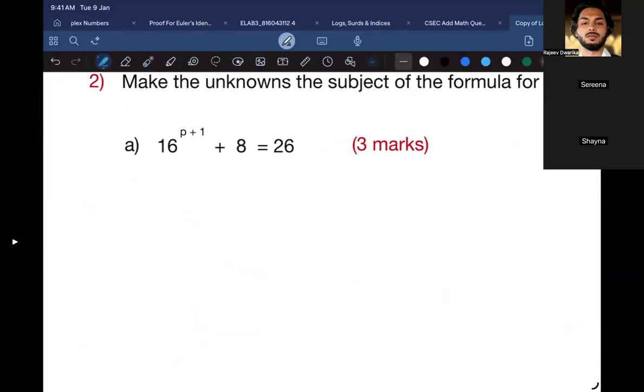So Shayna, run through question two with me. Fast. Like you've seen both. Alright. First things first, remember, I need one term on either side. I can't have, like over here, we have two terms. We can't have that. So you subtract 8 on both sides. All right, so that'll be 16 to the p plus 1 equals 18. Then you apply logs, right? So log 16 to the p plus 1, and log 18.